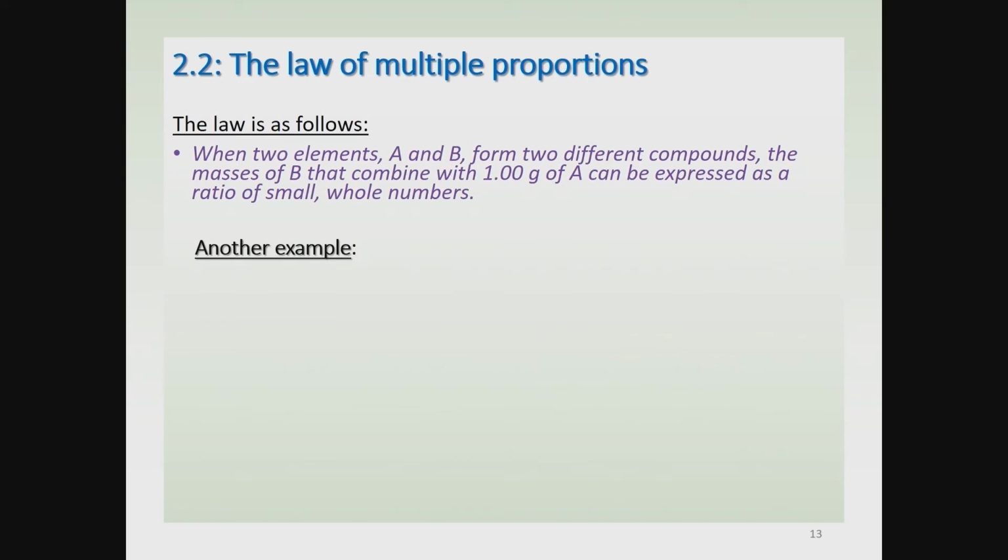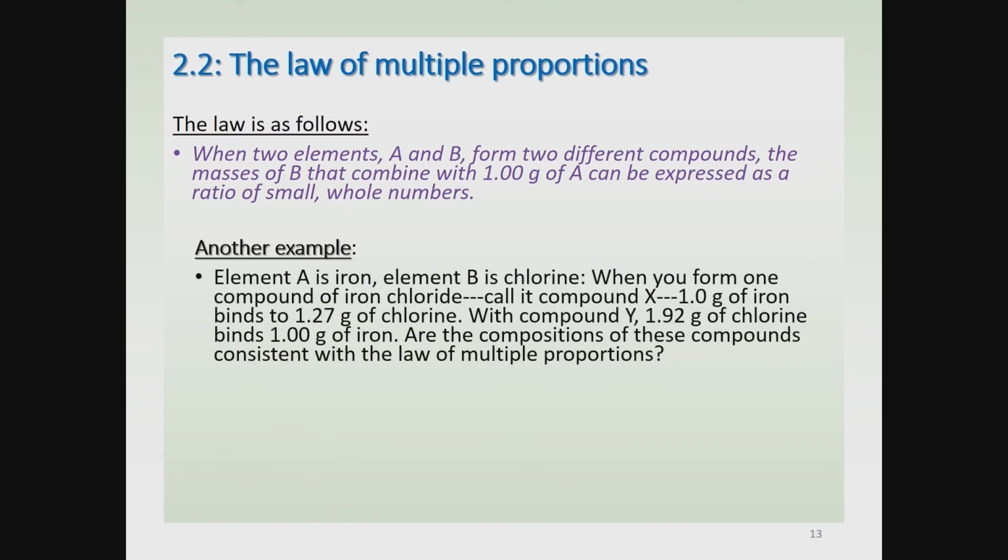So this is the law of multiple proportions. In full form, it says when two elements A and B form two compounds, the masses of B that combine with 1 gram of A can be expressed as a ratio of whole small numbers. So let me give you another example of this. Let's pretend here our element A is iron and our element B is chlorine. Now, when you form one compound of iron chloride, it's called X. You have 1 gram of iron binding to 1.27 grams of chlorine. When compound Y is formed, it's 1.92 grams of chlorine binding to 1 gram of iron. So are these compositions of these compounds consistent with the law of multiple proportions?